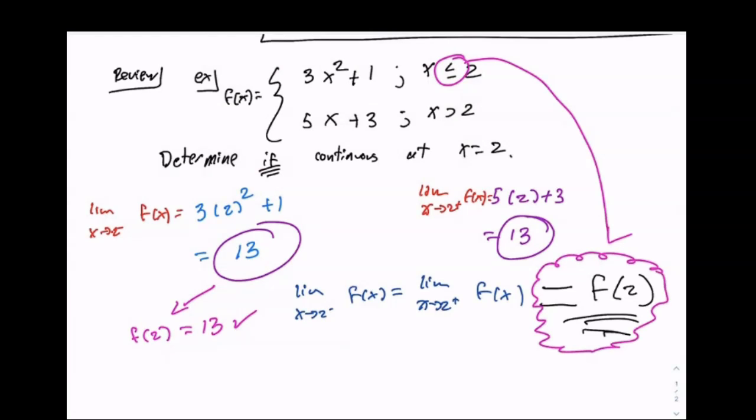Now, this is only the case where I ask you to explain for full credit. Left-hand limit, you have to use the left-hand limit notation. Right-hand limit, you have to use right-hand limit notation. And then you also have to make sure that you're showing that they're equal, and also that they're equal to f of 2. That's full credit.